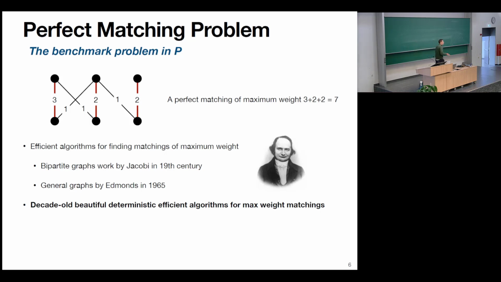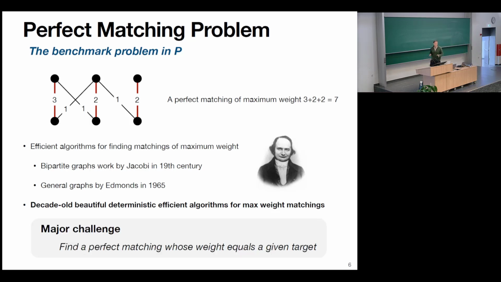So this is a problem we understand, but what if I change it just slightly? Instead of asking you to find a perfect matching of maximum weight, let me ask you to find a matching whose weight equals a given target. How hard can that be? That turns out to be a major challenge even today. We have no efficient algorithm that finds a perfect matching of a given target weight. And what is more, we have much evidence that such algorithms must exist. We know that there is an algorithm, it just remains to find it. I will come back to why we know that this algorithm must exist later on.